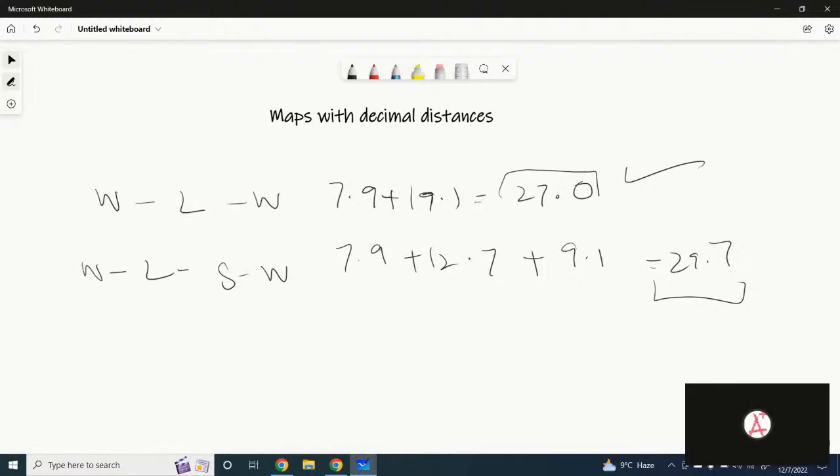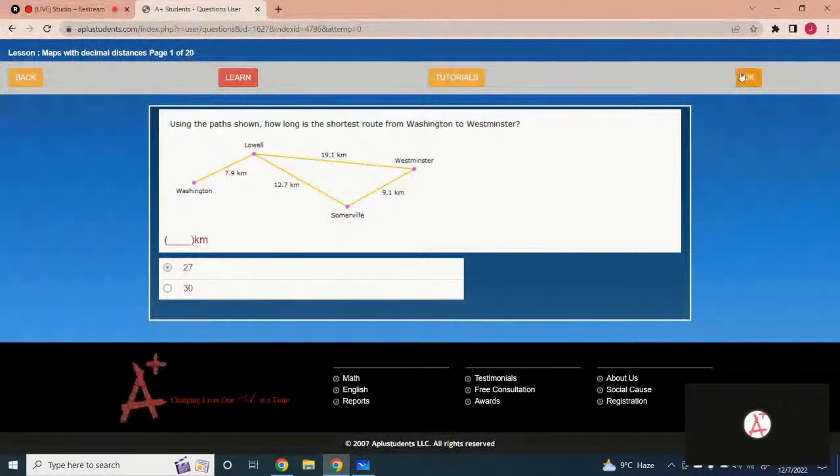Got it? So the correct option is 27. Got it?